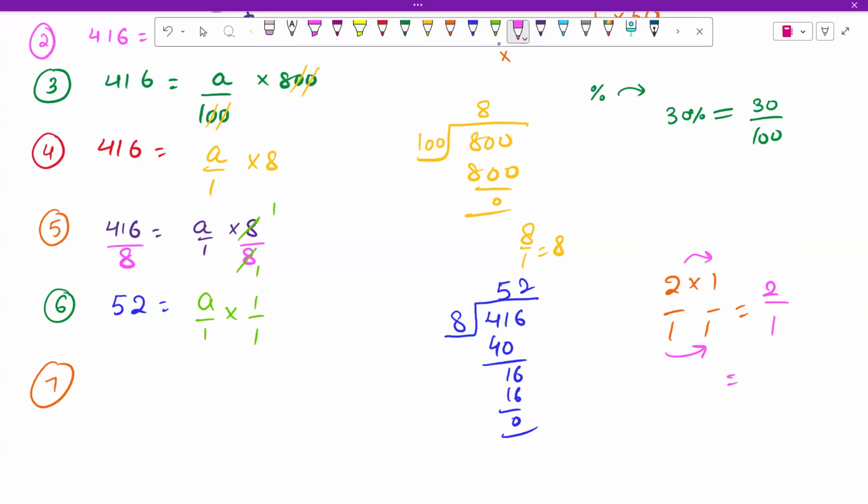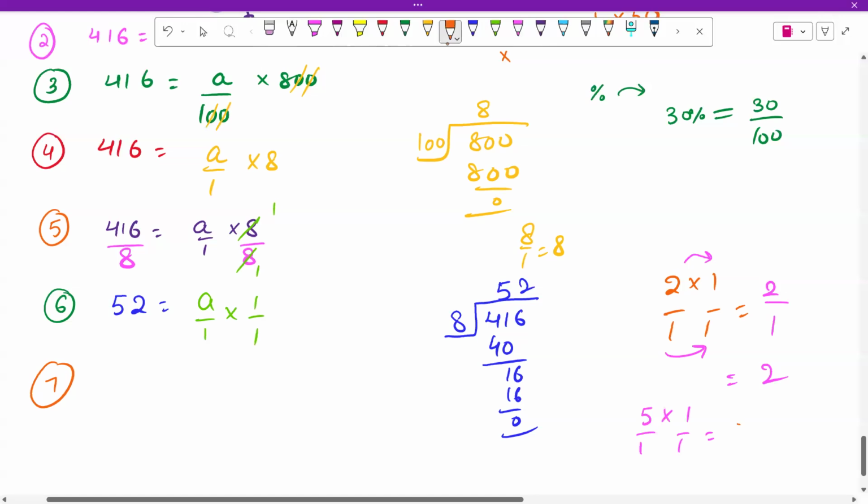2. That's all. Okay, if there is 5 multiplied by 1 over 1 over 1, what do we get as the final answer? 5 times what is 5 over 1? 5. Okay, 8 times 1 is 8, and then so what is A times 1 over 1 over 1 equivalent to? A.